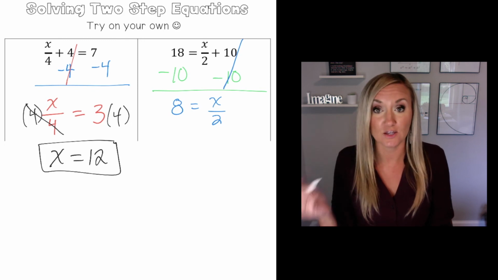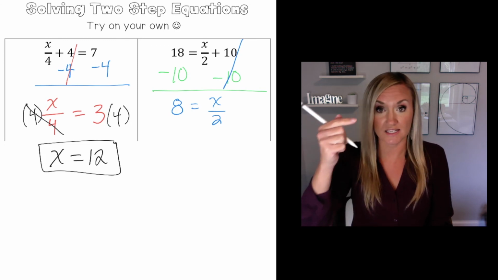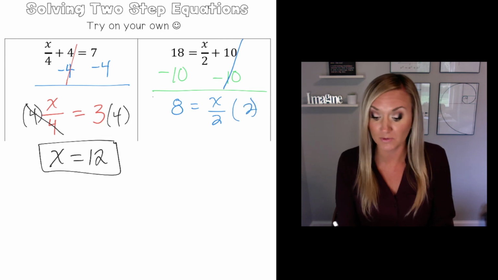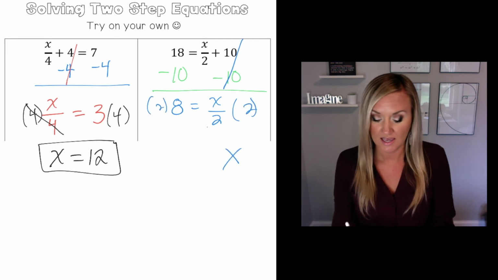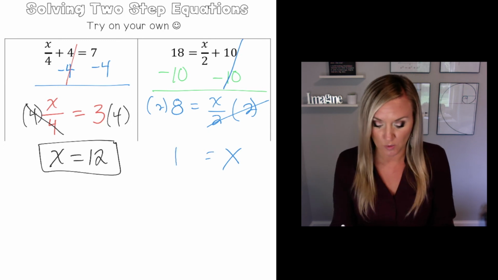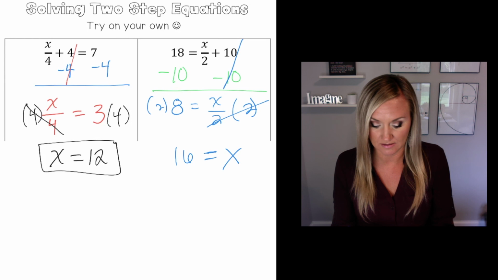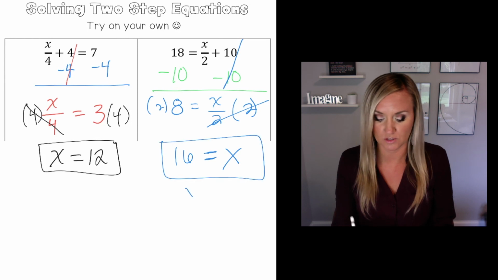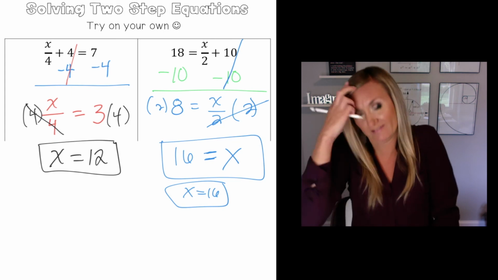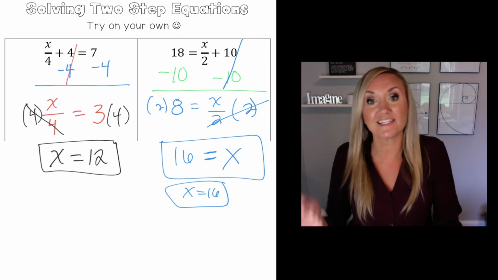All right, you guys know what to do. X is being divided by 2, so the opposite of dividing by 2 is to multiply each side by 2. And x, those cancel, is 8 times 2, which is 16. How many of you guys flipped your answers over? X equals 16. Sometimes I do that too. Depends on my mood.